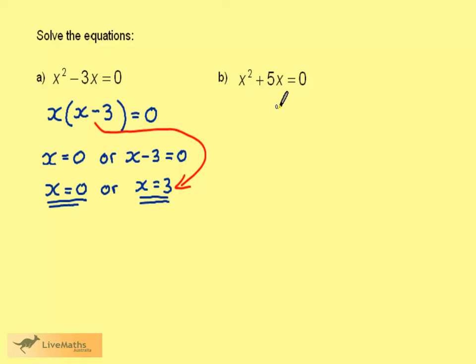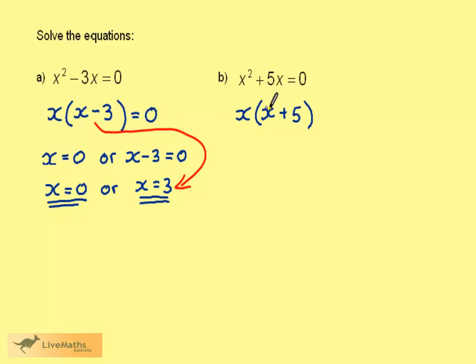We now have x squared plus 5x is equal to 0. There's a common factor of x. Open a bracket. X times x gives x squared. X times plus 5 gives plus 5x.